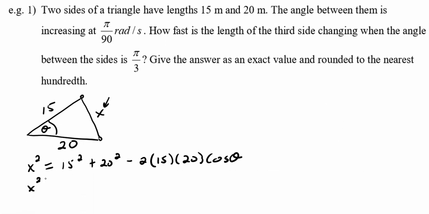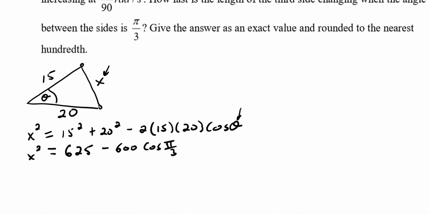So x squared is equal to 625 minus 600 times cosine of, and what would I actually put in for my angle now? Pi over 3, yeah, because this is our snapshot in time. We're able to actually put that number in. So that's the angle that we're wondering about. Simplifying a bit more, x squared is equal to 625 minus 600, and then what is cos of pi over 3?